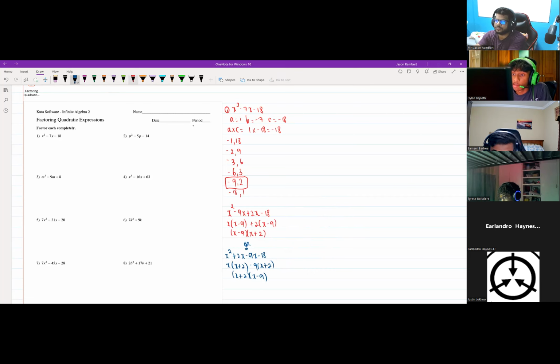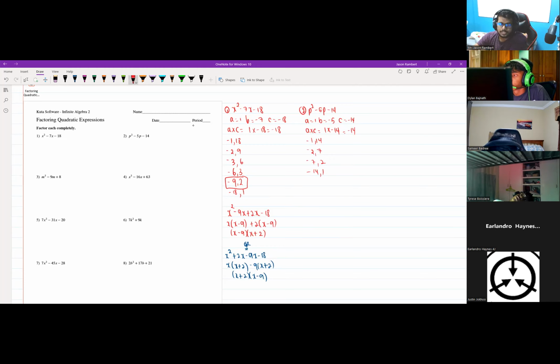All right, number 2. P squared minus 5p minus 14. A is 1, B is minus 5, and C is minus 14. A by C is 1 multiplied by minus 14, which is minus 14. Again, I list the pairs of factors of a negative number with repeats. So 1 and 14, 2 and 7, 7 and 2, 14 and 1. Slap a minus sign in front of all of them.